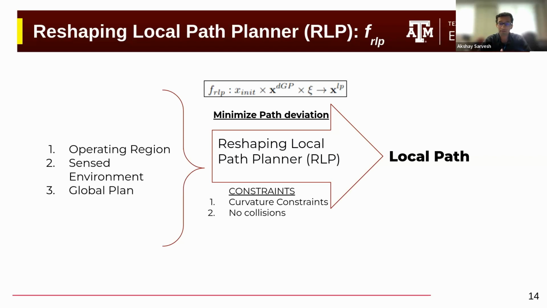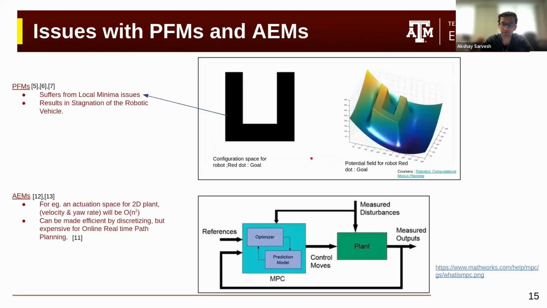And we wanted reshaping local path planner to be platform agnostic. It should work on an Ackerman drive vehicle as well, and it should also work on a non-Ackerman drive vehicle as well, something like a differential drive vehicle. And we will demonstrate that. We have a demonstration video for you guys as well. And the output of this algorithm happens to be a local path that satisfies all these constraints.